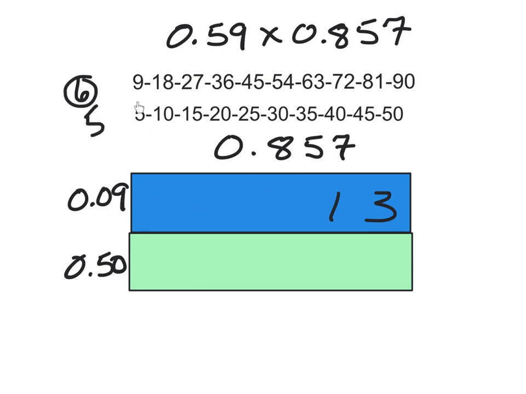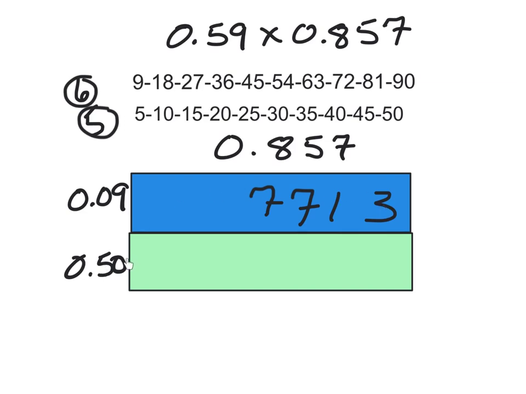9 times 8, 1, 2, 3, 4, 5, 6, 7, and 8 is going to give me 72. Plus this 5 here will give me 77. I'm going to drop the 7 and the 7 because I am all done with this area box right here.